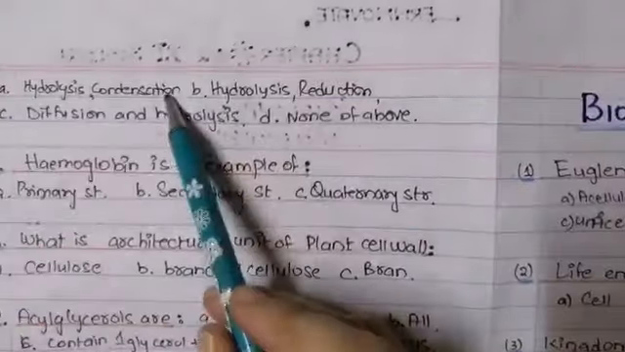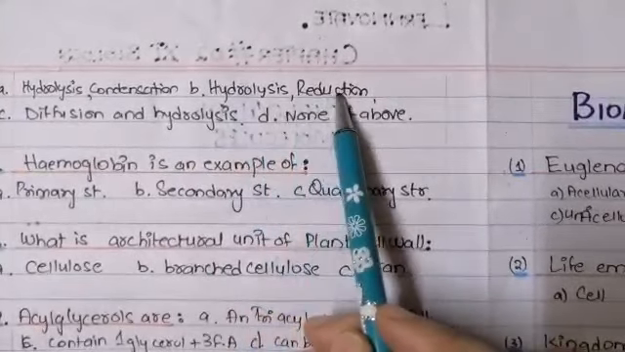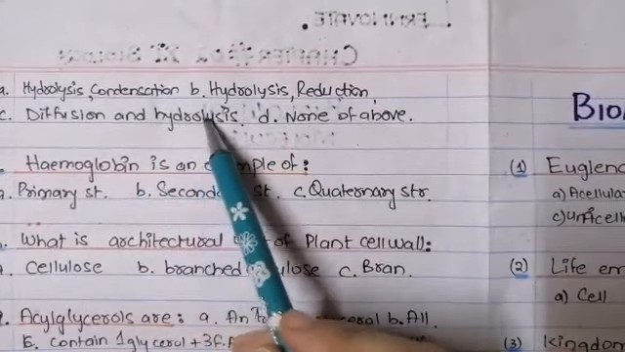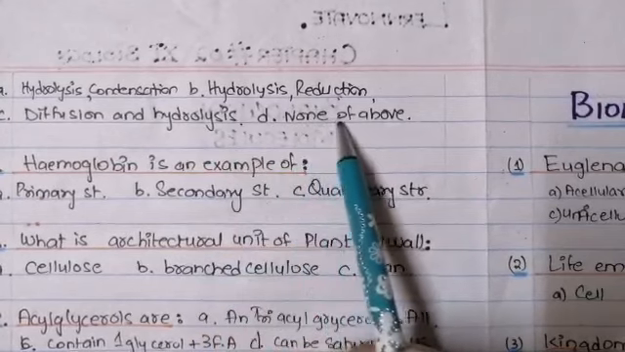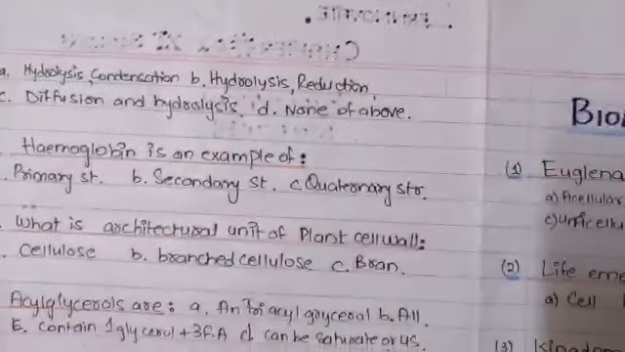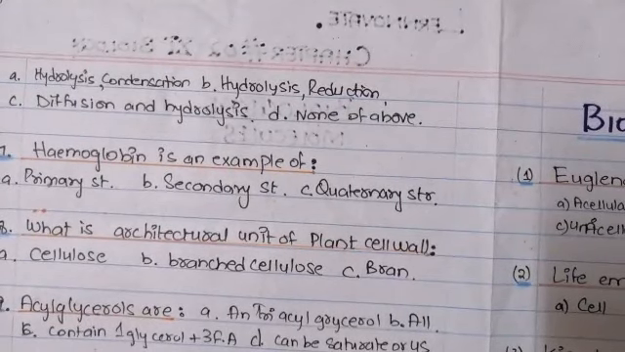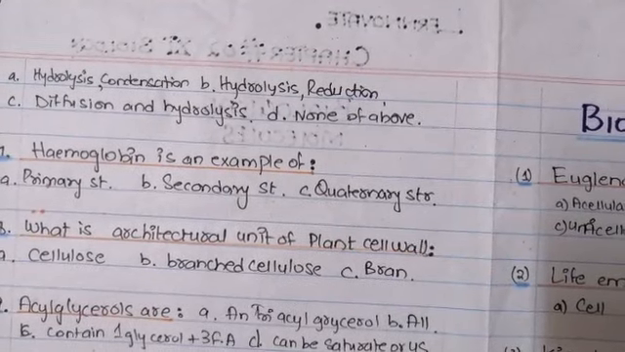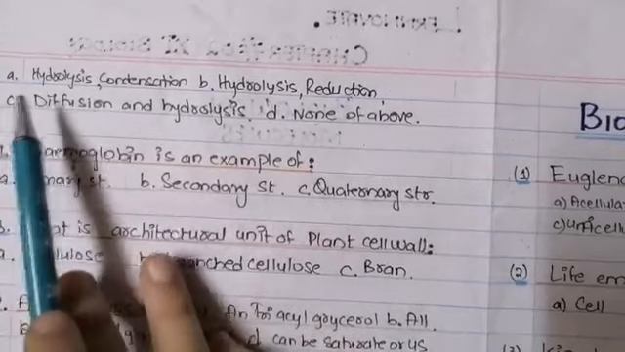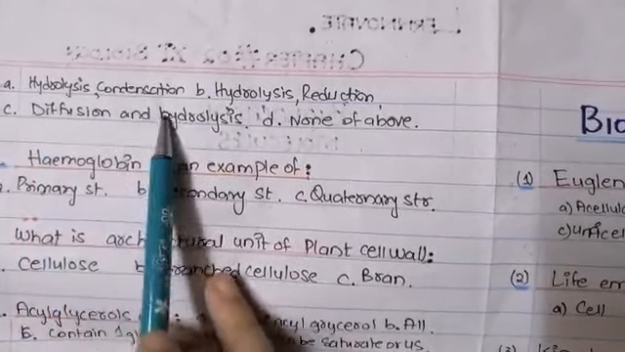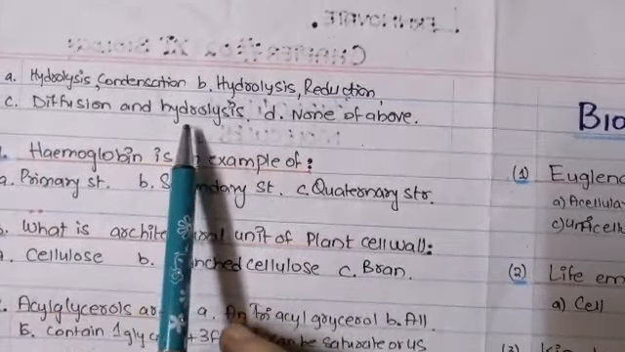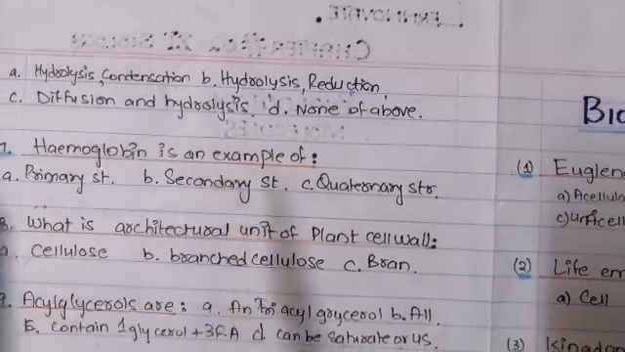Hydrolysis and the condensation. B says hydrolysis and the reduction. C says diffusion and the hydrolysis, and D says none of the above. So if you know the process of digestion in which there is a hydrolysis of molecule and then the assimilation is the diffusion through the small intestine, so the option number C is correct. That is, the diffusion and hydrolysis are much related with the digestion and the assimilation.